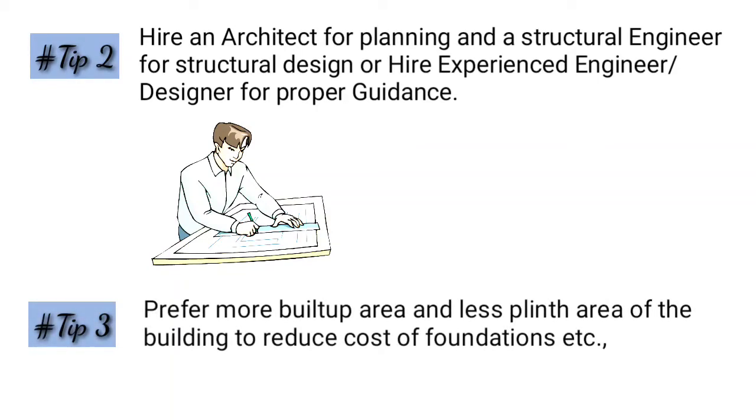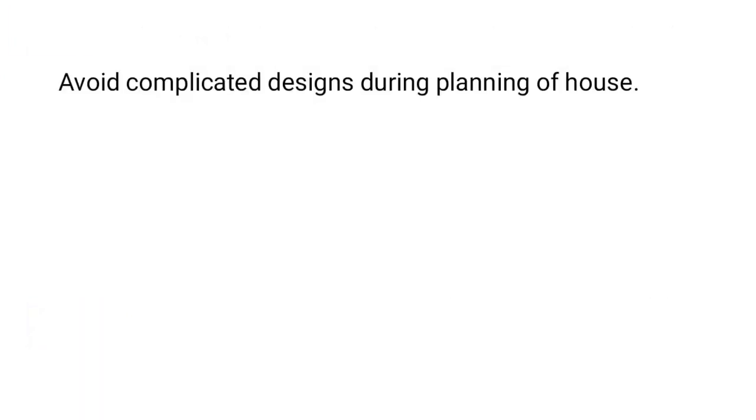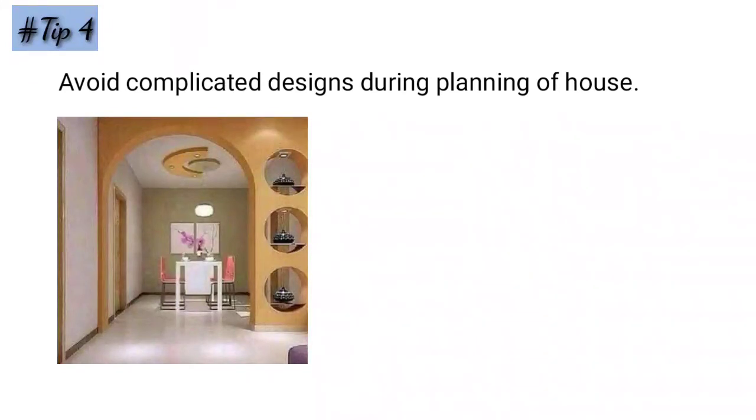Tip 3 is to prefer more built-up area with less plinth area to reduce the construction cost. That is, the ground floor needs foundation, plinth beam, and backfilling of soil. But the above floors, that is first floor, second floor, third floor, require only constructing partition walls with roof slab. So we can save construction cost with a small and tall type of building. Then we can talk about tip 4.